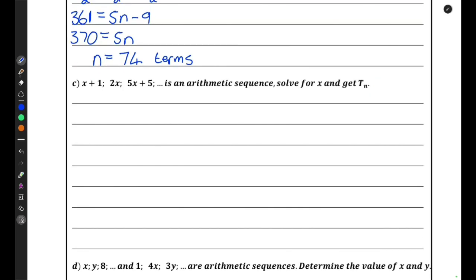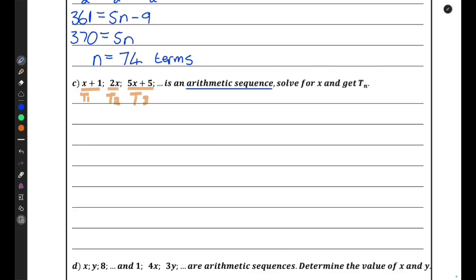Now one of those algebra questions, they give me 3 terms, and they say, this is an arithmetic sequence, solve for x and get Tn. Now, firstly, please make sure you can see the separate terms. Otherwise, it's going to be way more complicated. So that is T1, that is T2, and that is T3. I am going to start this by looking at what type of sequence this is.